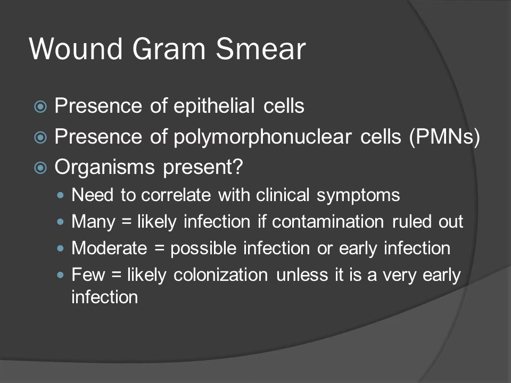And then, how many organisms are present? Are they doing a count with the wound smear? If there's a lot of organisms present, so a high count, not necessarily all different types of organisms, but one organism that's got a very high count, it's likely an infection if contamination has been ruled out. If there's a moderate number of organisms present, it's possible infection or early infection. And if there's few organisms present, it's likely colonization unless it's a very, very early infection.